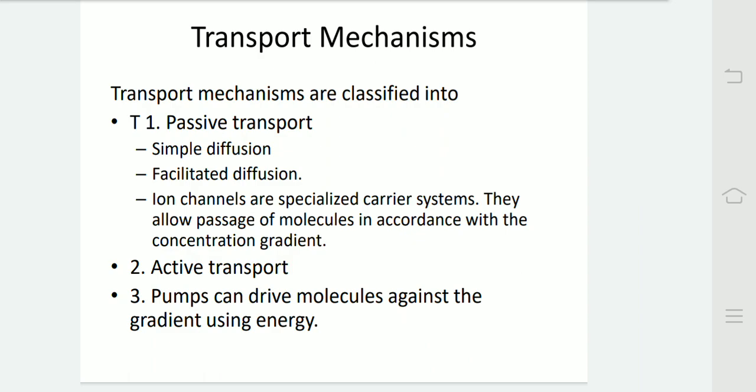Transport mechanisms are classified into first, passive transport, within which there are simple diffusion, facilitated diffusion, and ion channels that are specialized carrier systems. They allow passage of molecules in accordance with their concentration gradient. Then the second one is active transport, and third one is pumps that can drive molecules against the gradient using energy.